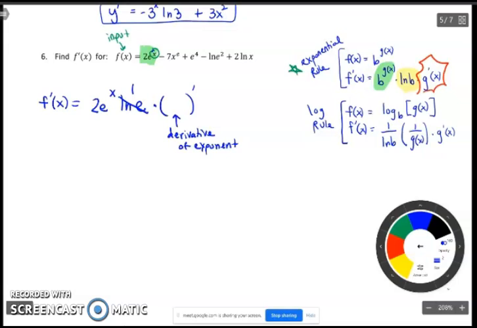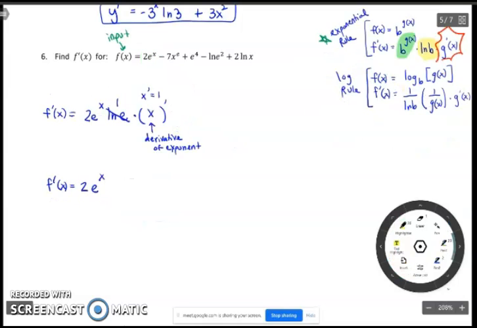The exponent is a plain old x, and we know that the derivative of a plain variable is just 1. Okay, so I really have 2 e to the x times 1 times 1. ln of e is 1. The derivative of the exponent is 1. I don't really need those 1s. So the derivative of the first term is just 2e to the x.